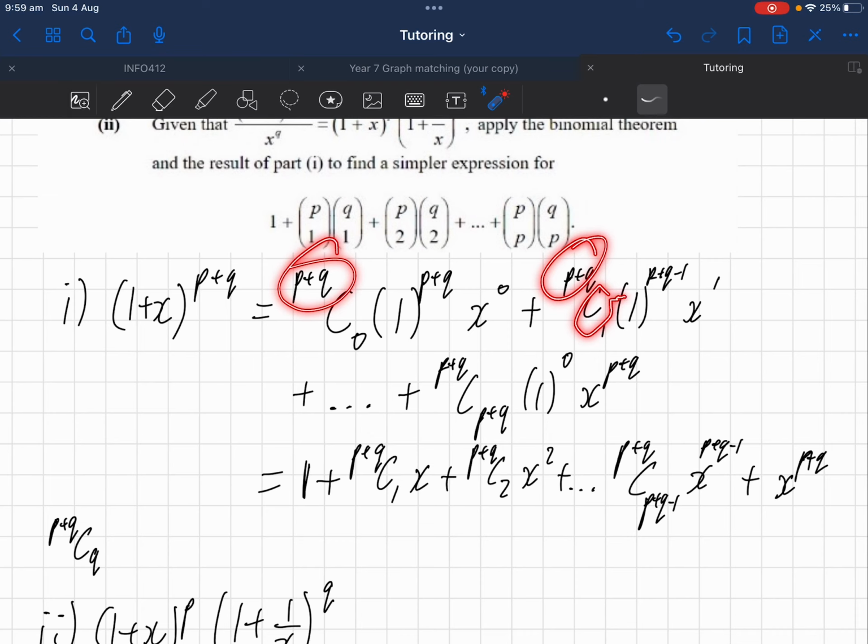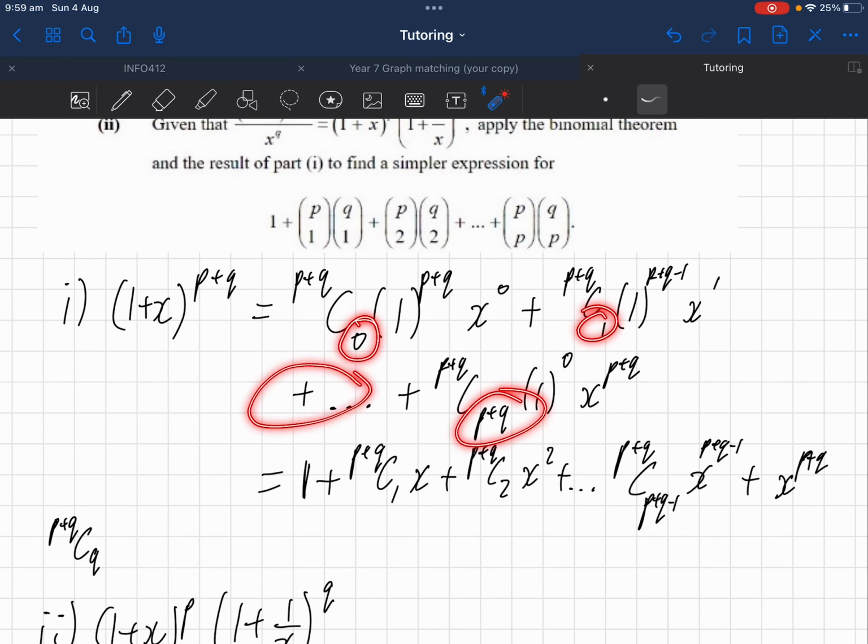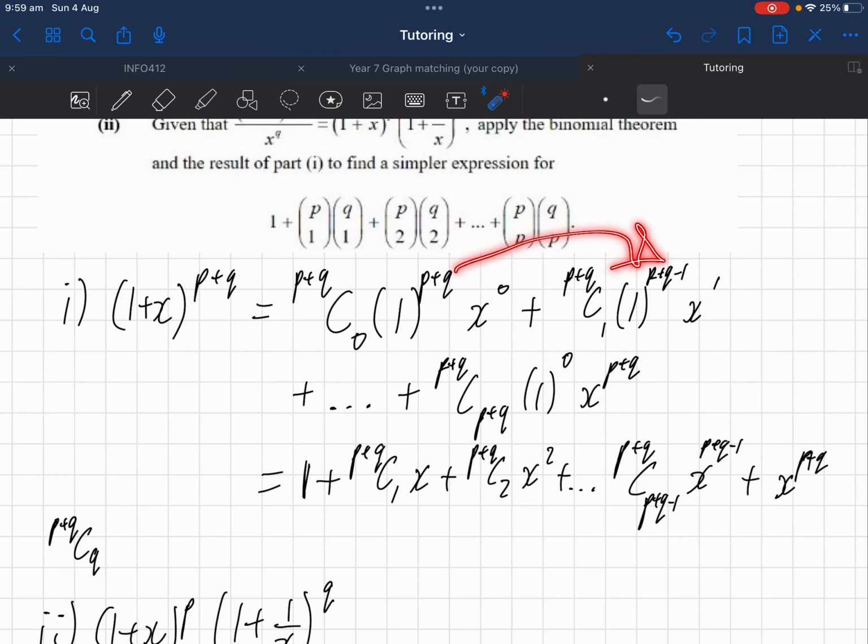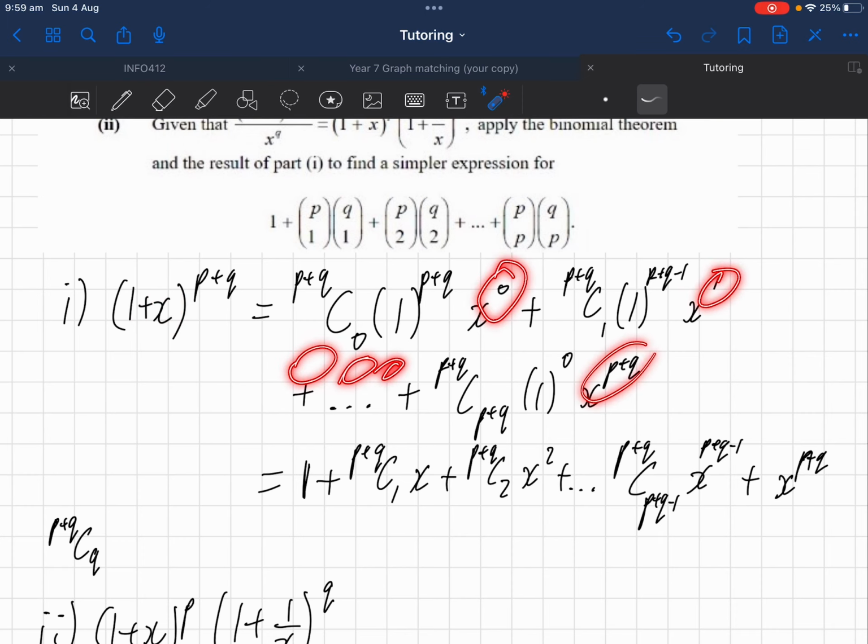And then you keep going. So you start at 0 and you keep going until you get to p plus q that you're choosing. There's a bunch of terms in the middle here which I've left out. That's why I put the dot dot dot. And then the 1, well, this is the first term. The first term is always going to be, you start from p plus q and then you go down until eventually you get to 0. Whereas the x term, since it's the second bit in the binomial, is going to start at 0 and then go 1, 2, 3 until you get to p plus q.